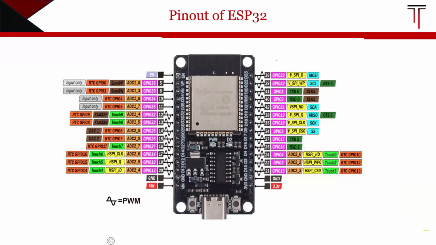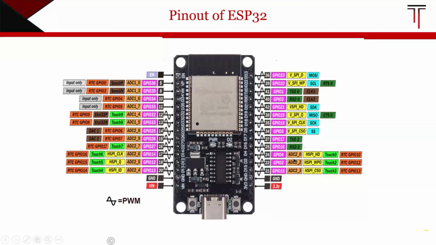This is the pin description of this ESP32. This ESP32 has a rich set of GPIO. GPIO is nothing but general purpose input output pins. These pins can be configured to serve different functions. We can use these GPIO pins to connect some input and output devices with the ESP32 microcontroller. And here we have some power pins.